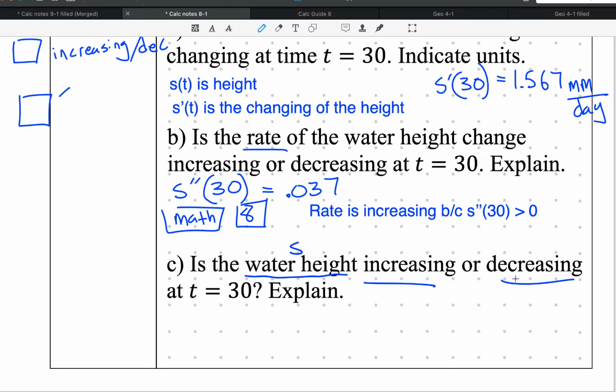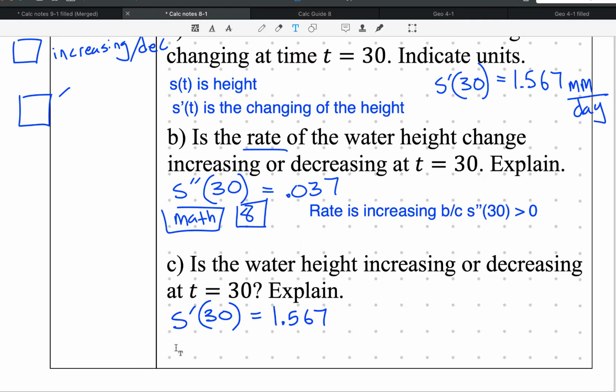S prime, exactly. Because water height is just s, and when you ask the increasing or decreasing question, it means take the derivative of whatever it's talking about. If it's talking about rate, take the derivative again. If it's just talking about non-rate, take that derivative. We're talking about here s prime of 30. And we already know s prime of 30. We found it up here in part A. S prime of 30 is 1.567.